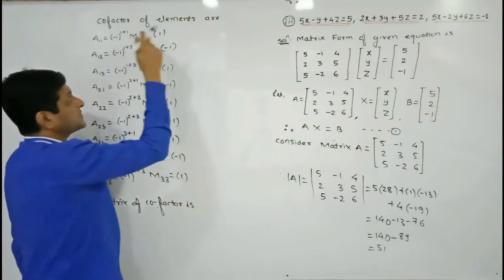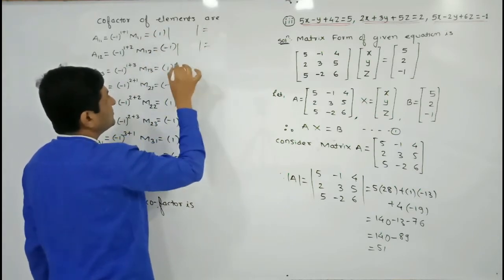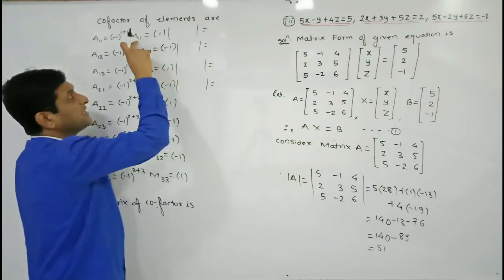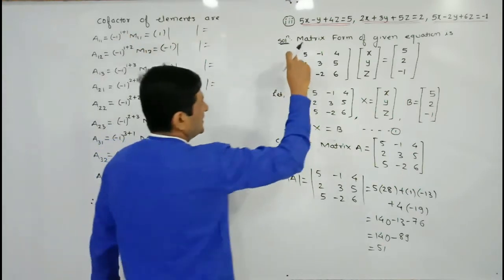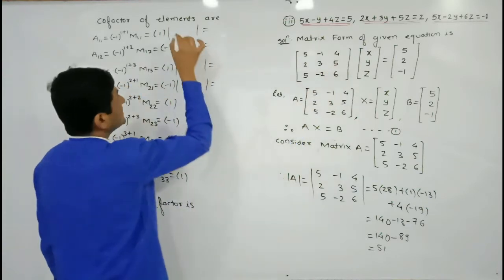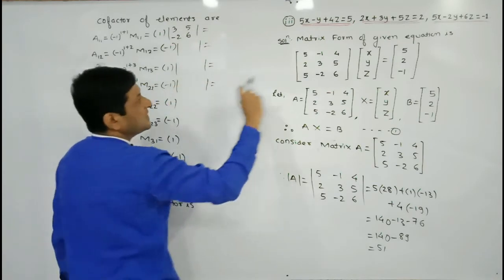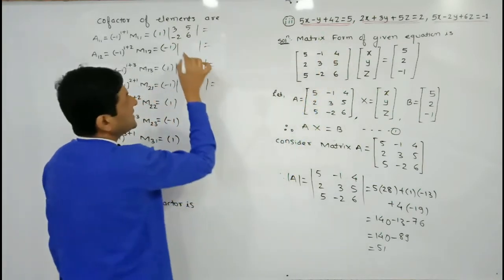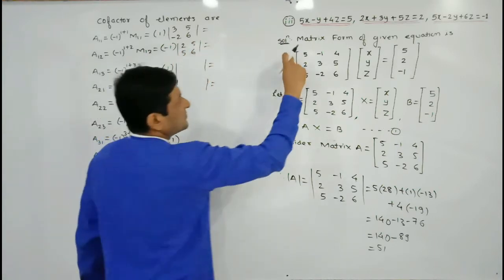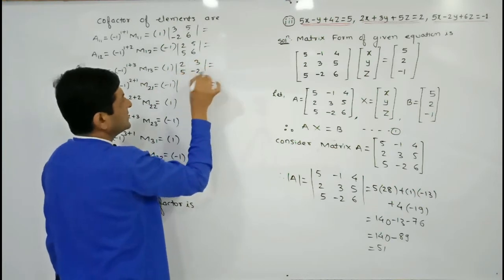Now the second term is nothing but the minor, and to find the minor we have to find the value of a determinant. To obtain the elements of this determinant, delete the first row and first column. What will we get? 3, 5, minus 2, 6. Now delete the first row, second column. What will we get here? 2, 5, 5, 6. Now delete the first row, third column. What will we get here? 2, 3, 5, minus 2.